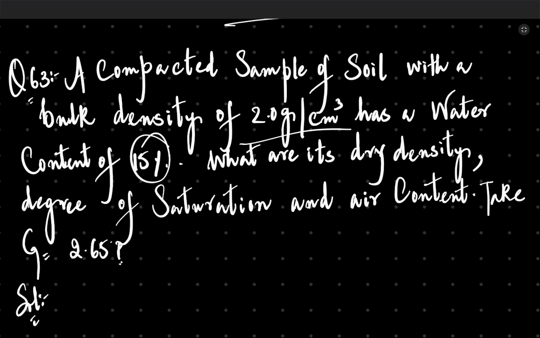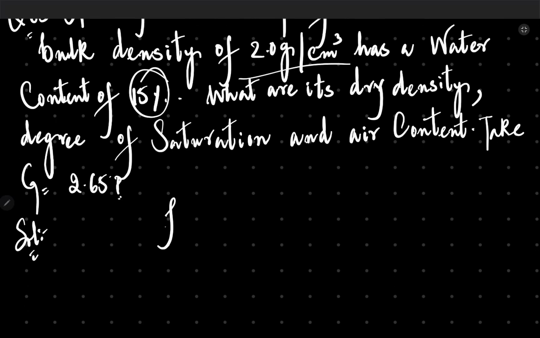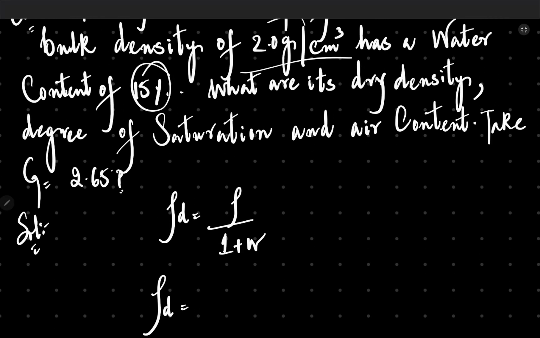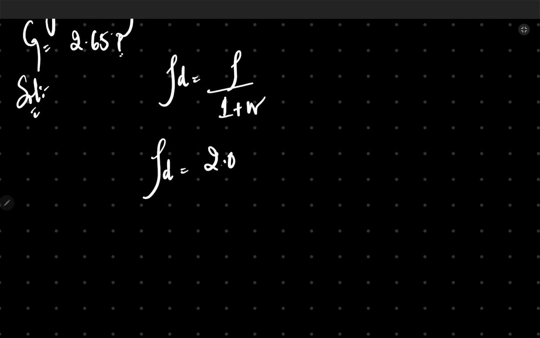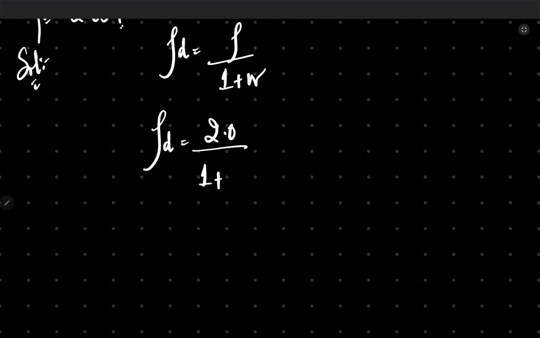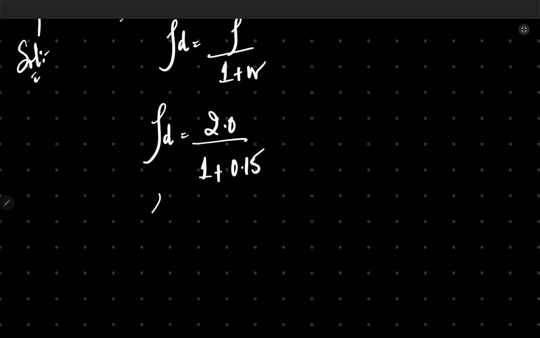All right, we have been given bulk density and the water content. We have to find the dry density. We know dry density is bulk density divided by 1 plus water content. Bulk density is 2 grams per cc. So it is 2 divided by 1 plus water content, 0.15. Upon calculations, dry density becomes 1.73 grams per cc.